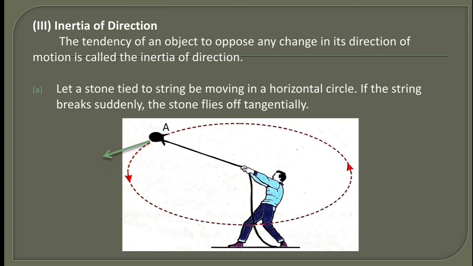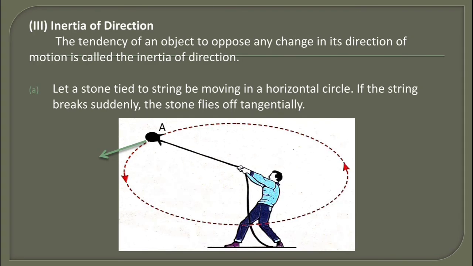Okay, now let us see an example of inertia of direction. So our first example is, let a stone tied to a string be moving in a horizontal circle. If the string breaks suddenly, the stone flies off tangentially. Now let us understand this situation.